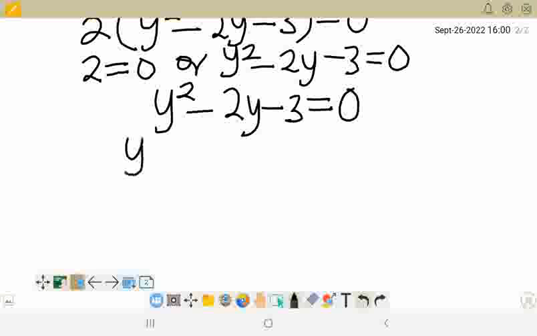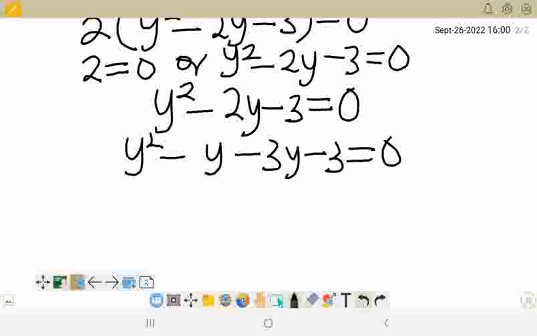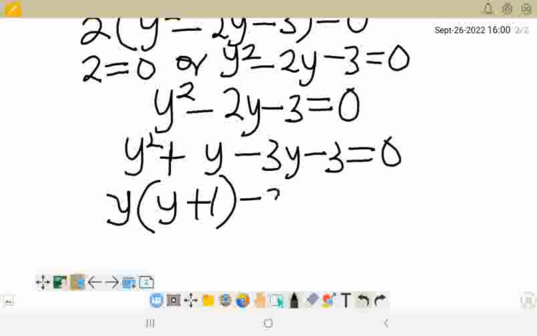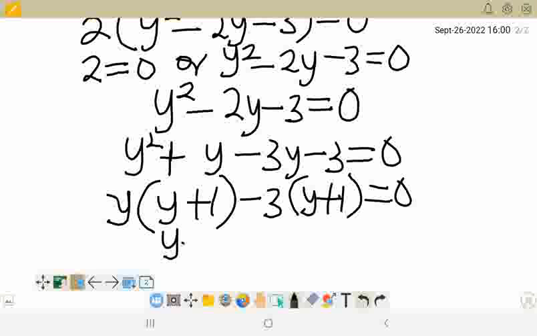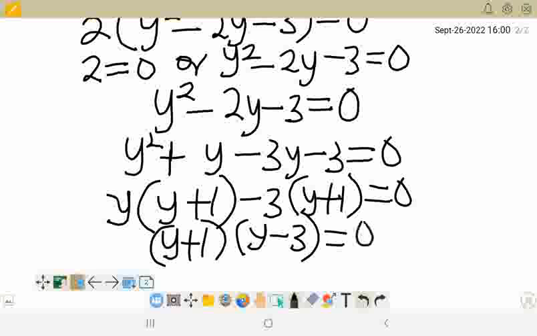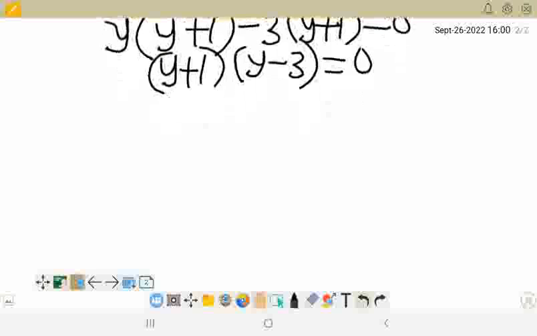Our factors here will be 1 and 3. How do we get this minus 2y? We have to put a plus here, so that plus y minus 3y will give minus 2y. Then factorizing, we have y into y plus 1 minus 3 into y plus 1 equals 0. So from here, y plus 1 or y minus 3 is equal to 0.